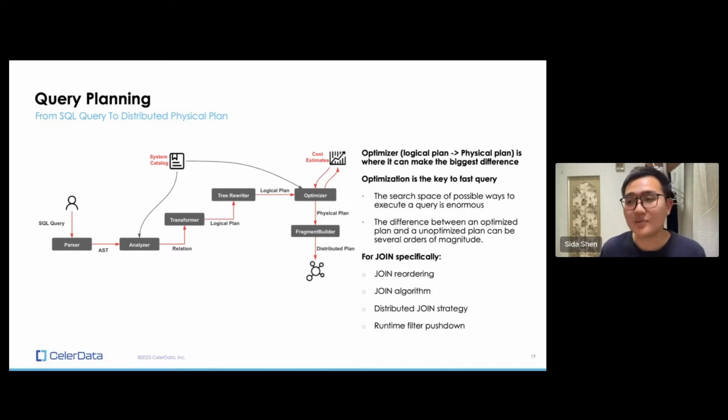And so the optimizer is key to fast queries, especially for joins, because there are many ways a join can be executed. The tables can be reordered, you can select different join algorithms, and you can select different join strategies, distributed join strategies, or other advanced features like runtime filter pushdown. I'm going to go into those details later. But the search space is enormous, and the difference between an optimized plan and an unoptimized plan can be several orders of magnitude.